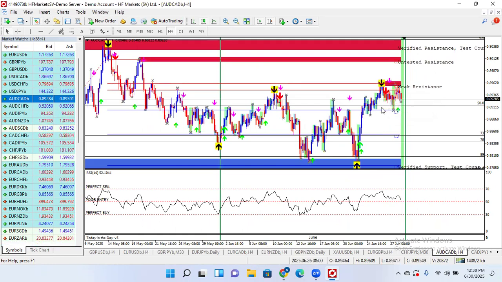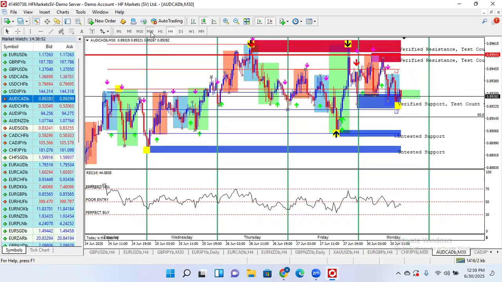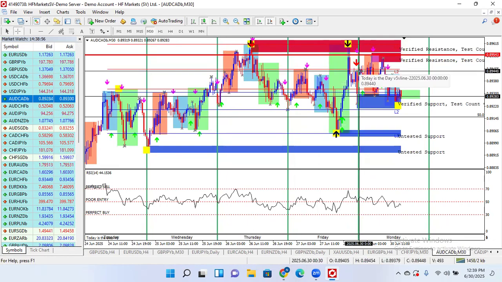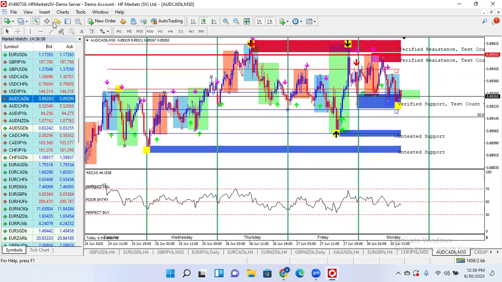Unless you are trying to sell on a lower time frame, maybe M30. You mark the weak zone on H4, you move to M30 and look for a sell within that area, something like this, just a quick sell, from here down or from here down. But looking for a swing sell, I won't look for it because H4 is on a weak zone.